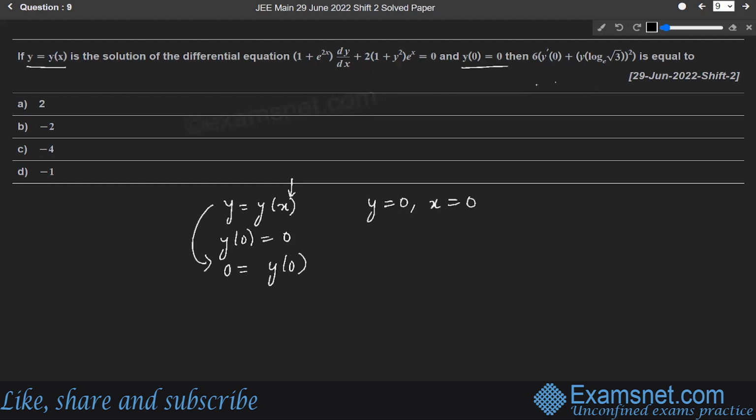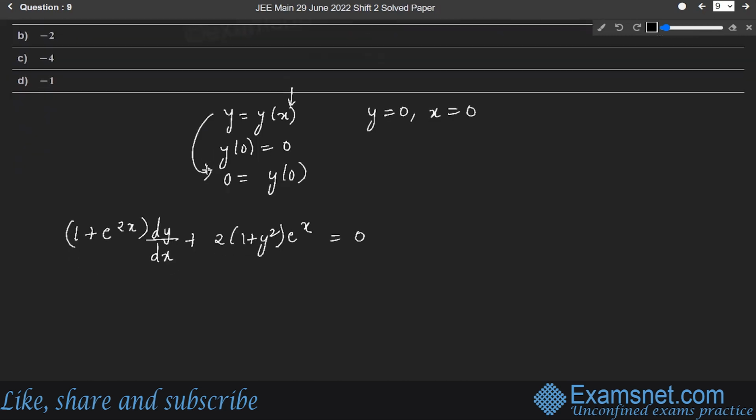Firstly, let us look at the differential equation that is given here. The differential equation is 1 plus e power 2x into dy by dx plus 2 into 1 plus y square into e power x is equal to 0. Now let us do one thing. Let us separate the variables. Let us take the variables of y on one side and the variables of x on another side. So it will be 1 plus e power 2x into dy by dx.